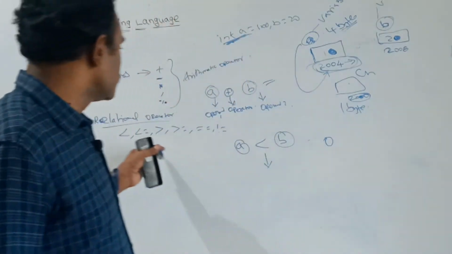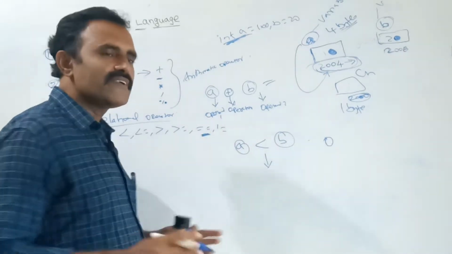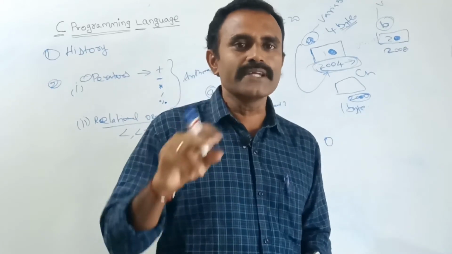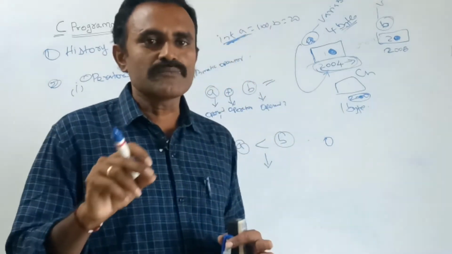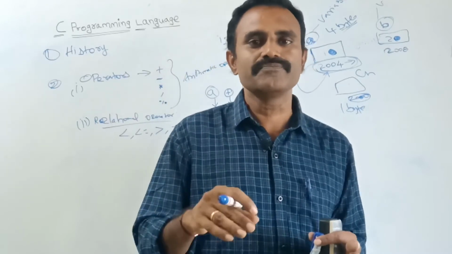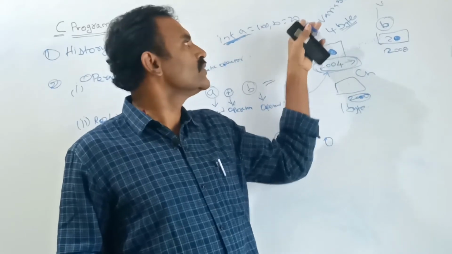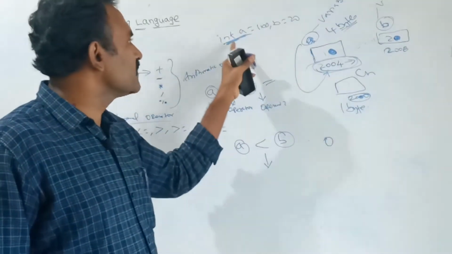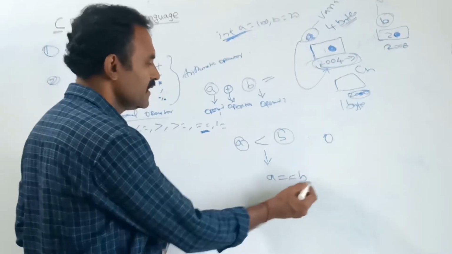Next, the same thing applies for lesser than, greater than, and this equal to. Suppose we want to check whether a equals b; in that case we should use double equal to. Double equal to is a relational operator for checking equality. If you use a single equal to, it is used to assign a value. Suppose I want to assign a value to b: b equal to 20 means 20 is assigned to the variable b. Here I want to check whether a equals b, so we can write a double equal to b.